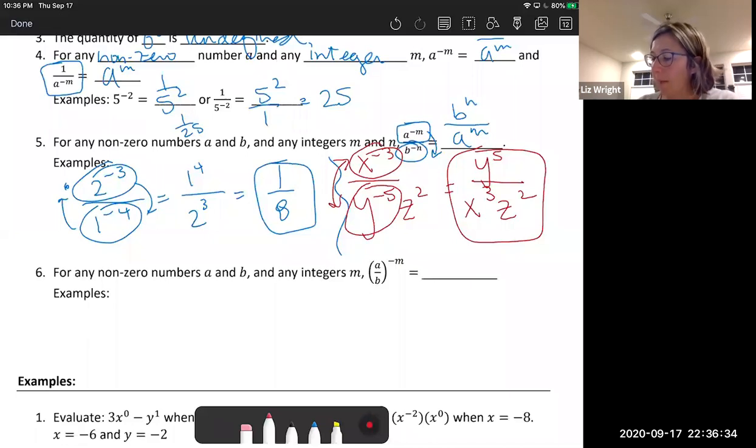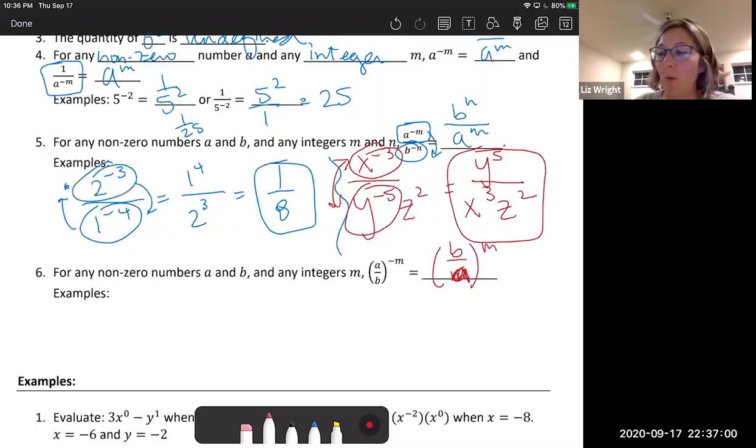All right, so then for number 6, applying that rule. For any non-zero numbers a and b and any integer m, if we have the quantity of a over b raised to the negative m power, our rule states that we can just go b over a, raised to the m power.